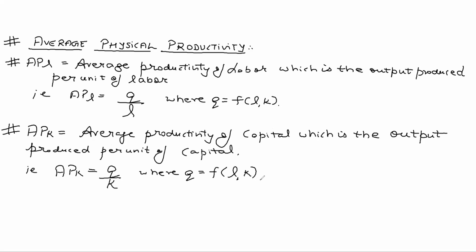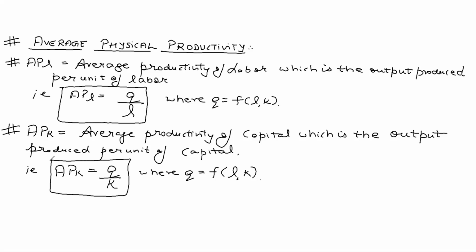So Q is the production function, L stands for labor, K stands for capital. Average productivity of labor will be the output produced per unit of labor, so Q by L. Average productivity of capital will be the output produced per unit of capital, which is Q by K. So I hope students are clear with this. Okay, and we have seen the relation.